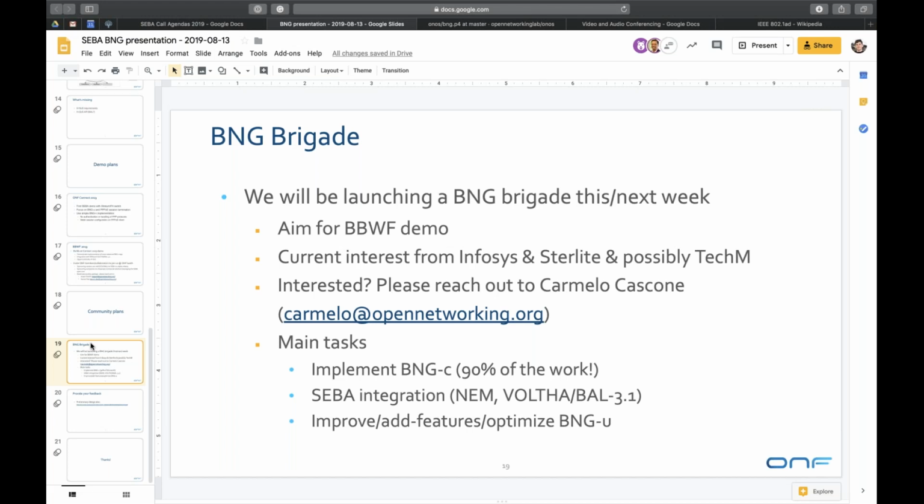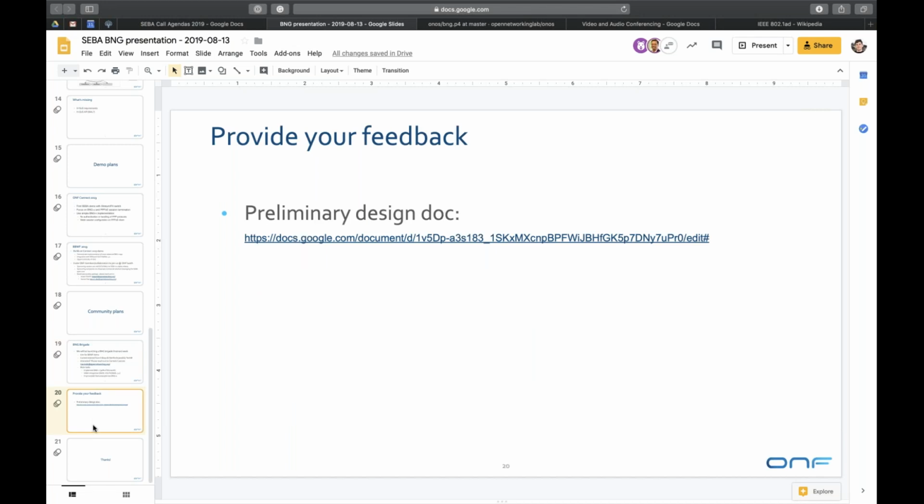The primary tasks of the BNG brigade right now will be literally implementing the BNG control plane, and then optionally integrating with the other parts of SEBA or improving and adding features and optimizing the BNG user plane. I had one last highlight, reminding that we have a preliminary design document, and everyone who wants to provide feedback is very welcome to do so.